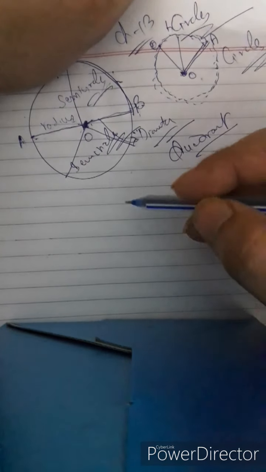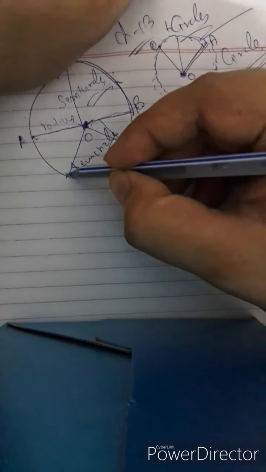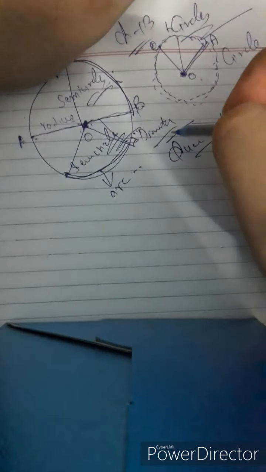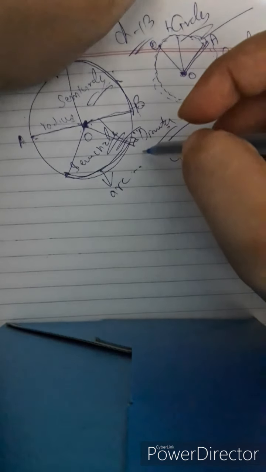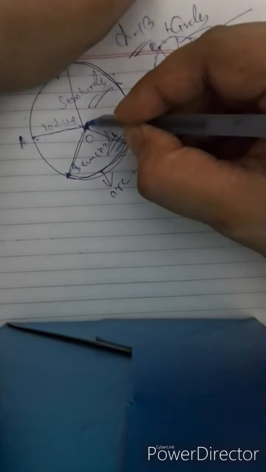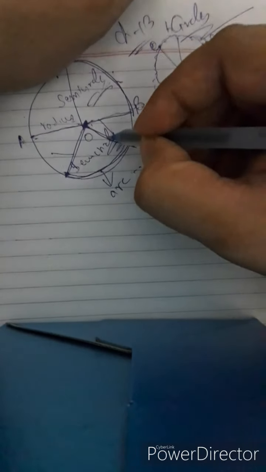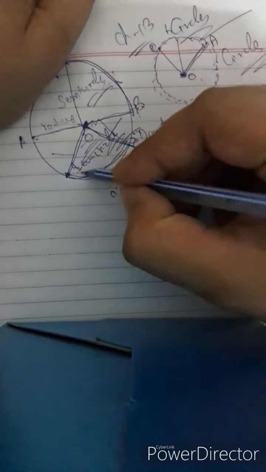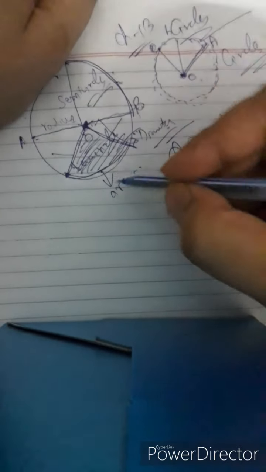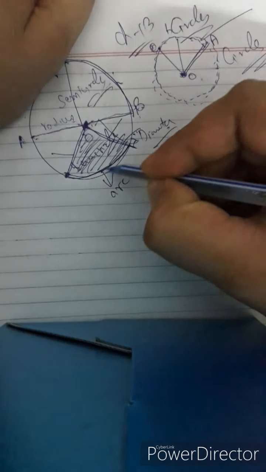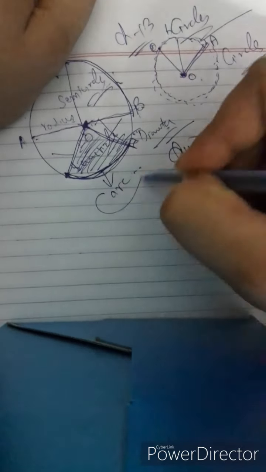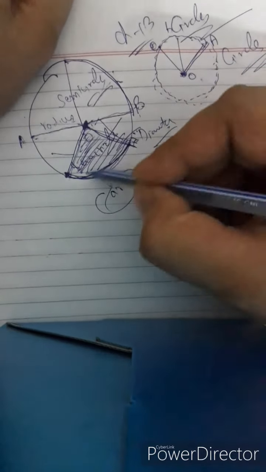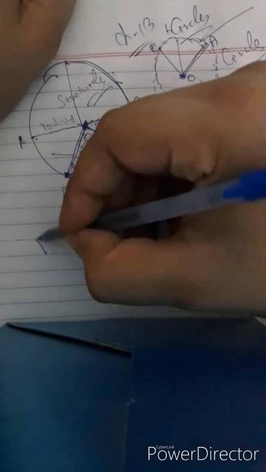A continuous portion of the circumference is called an arc. This is called an arc. The part of a circle enclosed by two radii is called the sector. These are the two radii, and the part which is enclosed, this entire part, I'll shade it, is called the sector. The circumference of a circle within the sector is known as the arc.